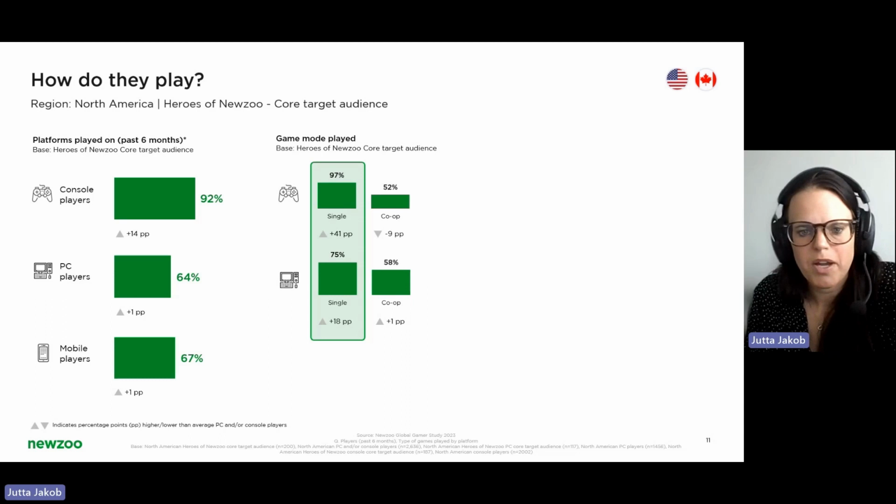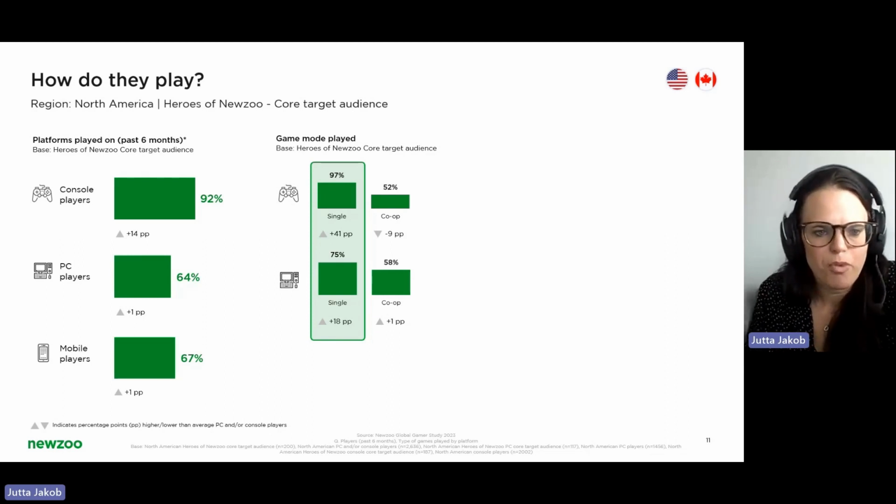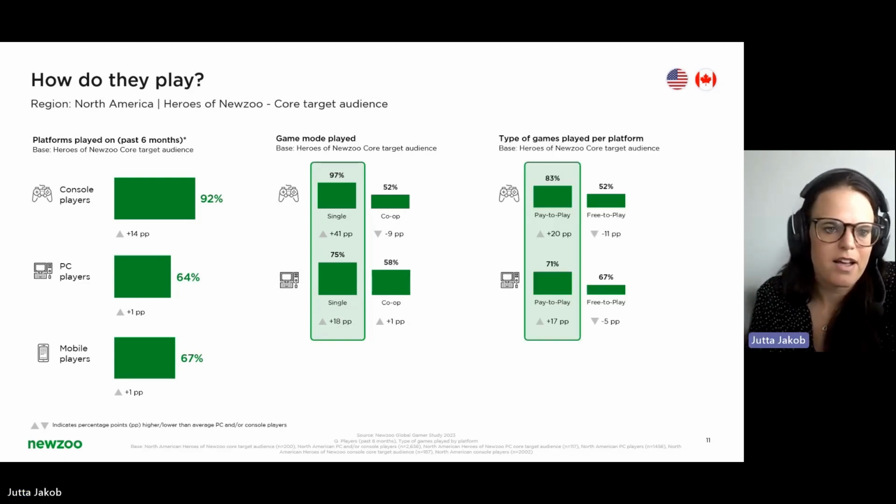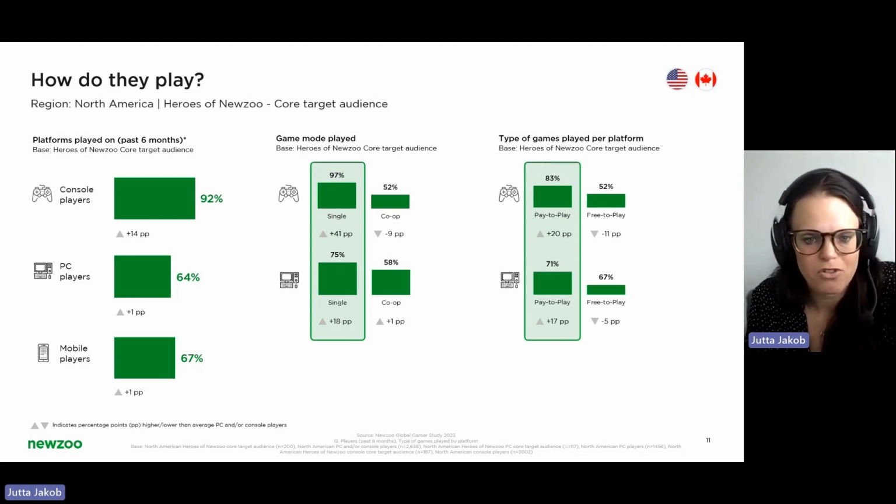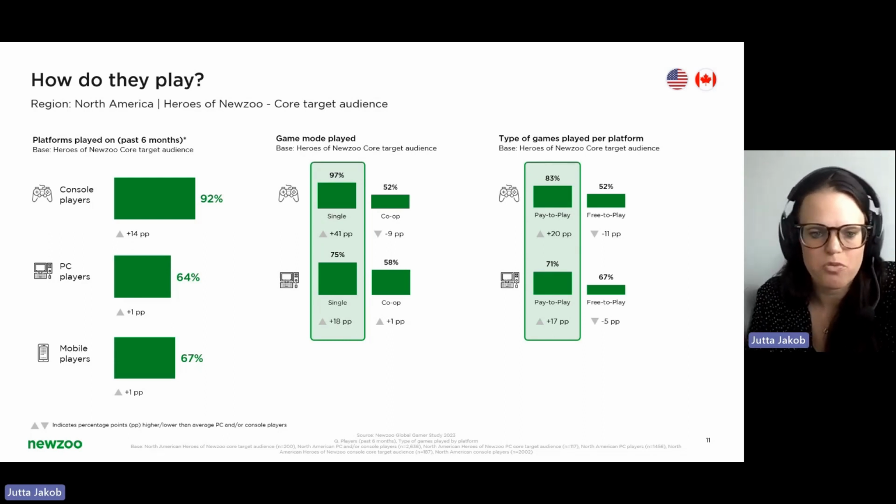Since we are considering a single player only mode, it is worth investigating the current preferences of our core target group on both console and PC. On both platforms, there's a significantly higher preference for single player experience compared to co-op play. And lastly, let's look at the type of games our core target group plays, pay to play or free to play. There's a stronger inclination towards pay to play games. This is good to sanity check our approach since we are considering a pay-to-play model, and we could even use this to refine our core target group to pay-to-play respondents only at a later stage.